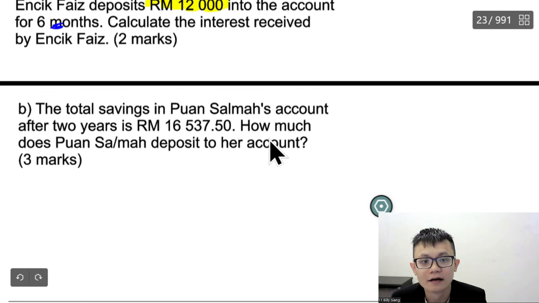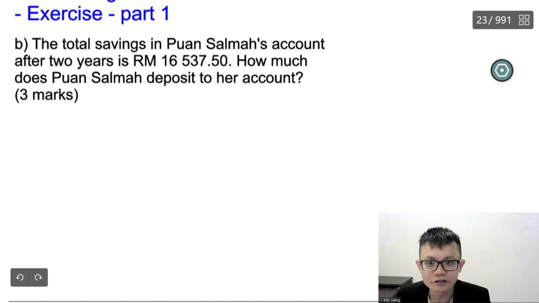Okay, for question B, the total saving in Puan Sama's account after 2 years is RM16,000 and so on. How much does Puan Sama deposit to her account? You need to do this one in reverse. This one is much more difficult. Okay, so for this question, I think we are going to do this next week.